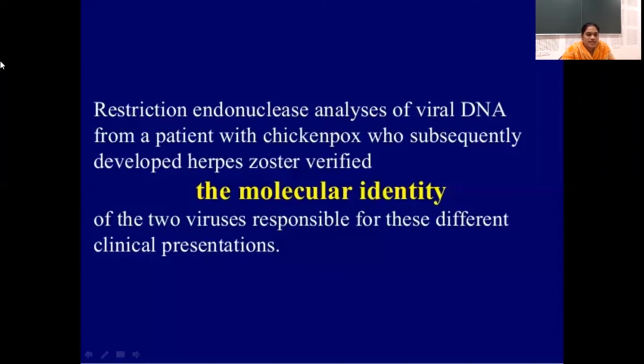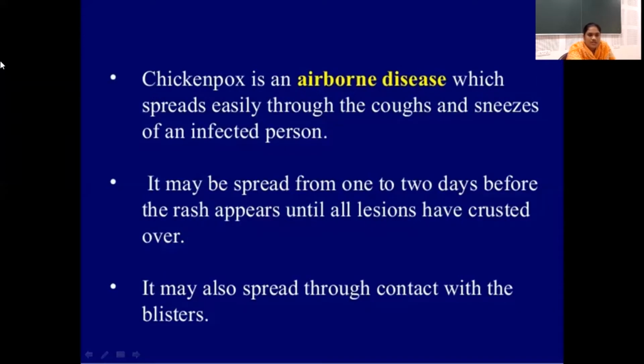Restriction endonuclease analysis of the viral DNA from the patient with chickenpox who subsequently developed herpes zoster verified the molecular identity of the two viruses responsible for the two different clinical presentations. Chickenpox is an airborne disease that spreads easily when the infected person coughs or sneezes. It may spread from 1 to 2 days before the rash appears and until all the lesions are crusted over. It may also spread through contact with the blisters.